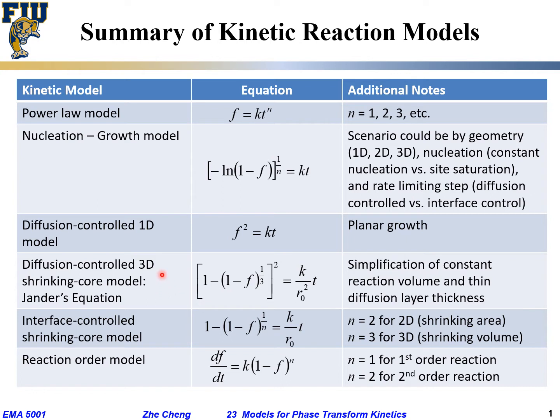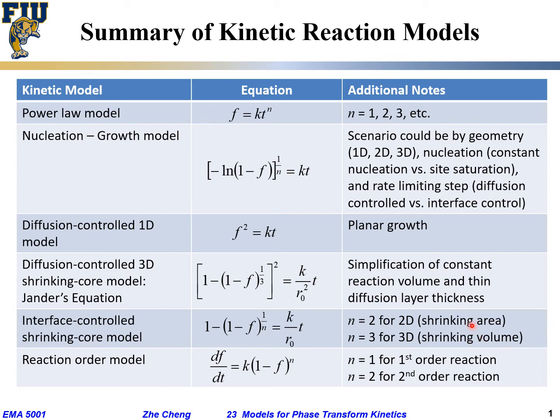One is the diffusion controlled three-dimensional shrinking core model, the Ginstling-Brounshtein (Jander's) equation. The other one would be the interface controlled shrinking core model, which we give here. And the n value can take different numbers, 2 for two-dimensional growth or shrinking area, and 3 for three-dimensional shrinking core or shrinking volume.